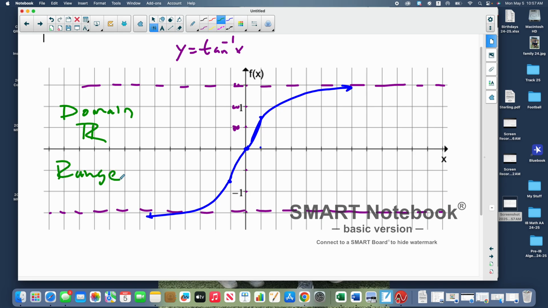Now here's what's a little bit different on this one. I'm going to use parentheses instead of brackets, or you could write it like this as well. Why does it get written differently? Because it has asymptotes. It's not going to ever touch there. Good. It hits the asymptotes and levels off, and it's never going to quite get there.